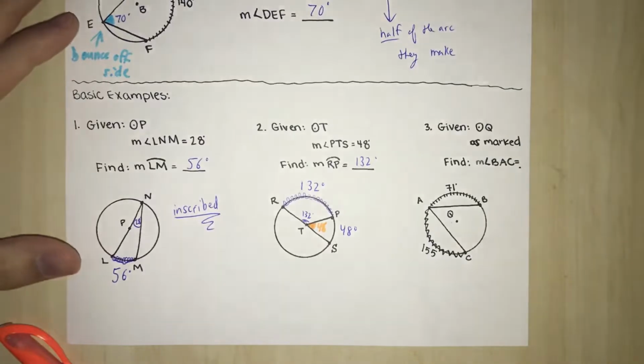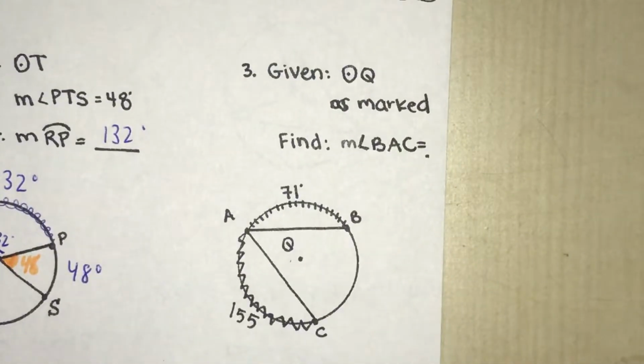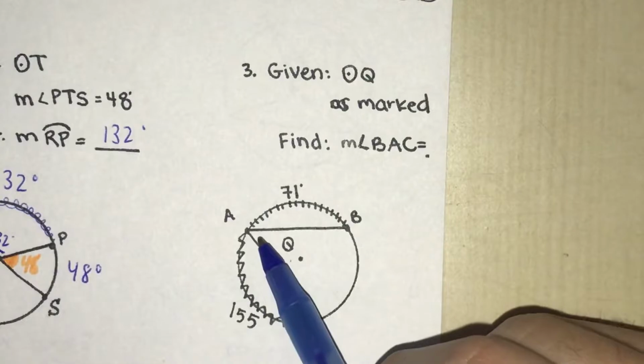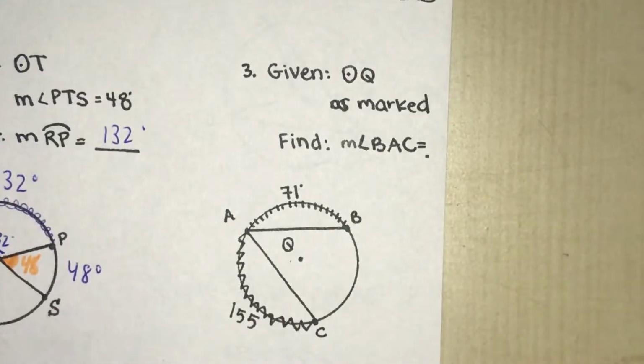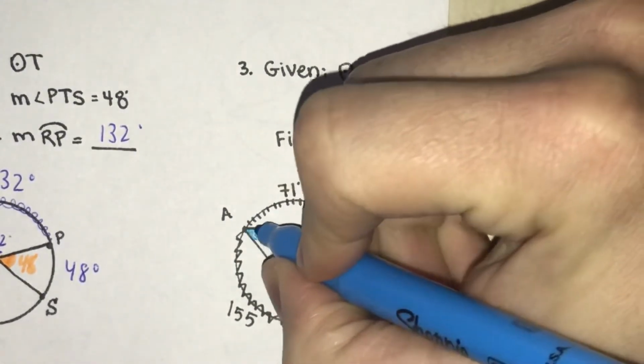Okay. Next up, we have example number three. Okay, this guy over here. They're not really giving me much. They want me to find angle BAC. So angle BAC is going to be this angle in here. Okay, let's use a different color. Okay, BAC. So it wants me to find this angle.